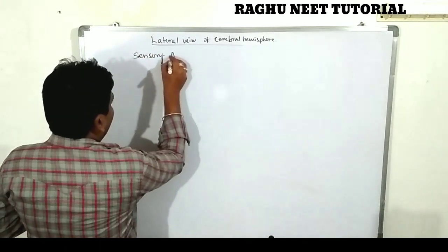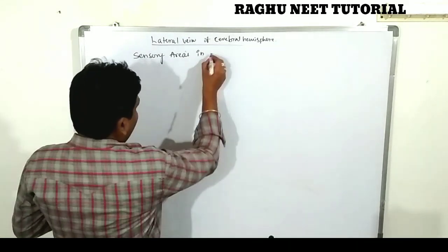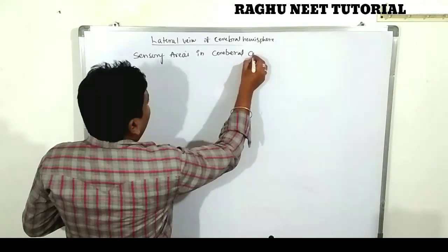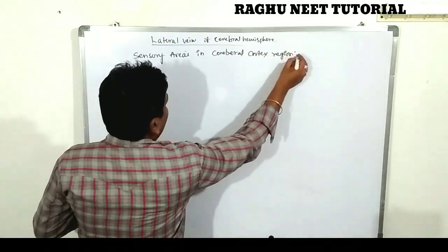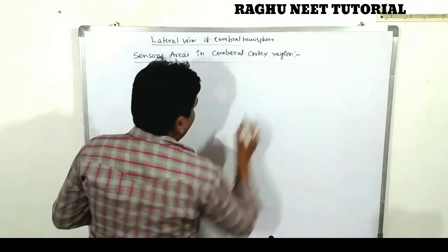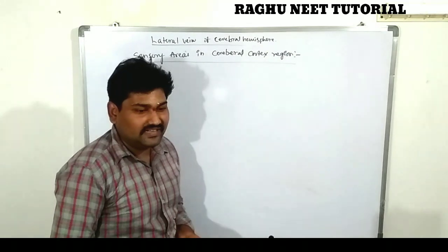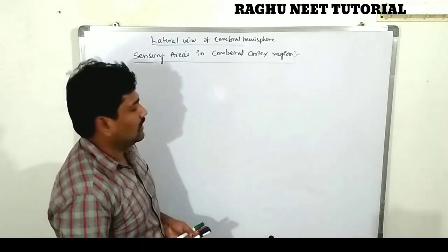Sensory areas in the cerebral cortex region. What is that? Cerebral sensory areas are present in the cerebral cortex region.